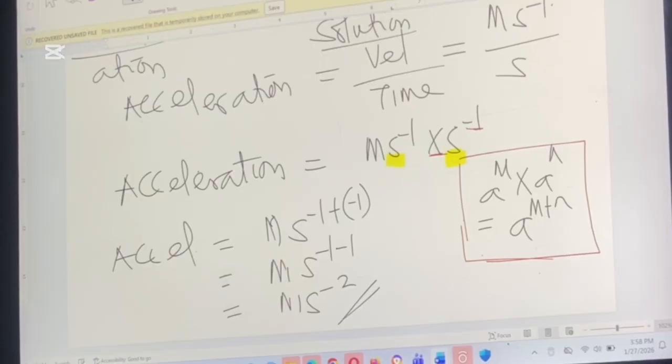This is my answer. So let's solve some advanced questions here. Okay. Example 4.